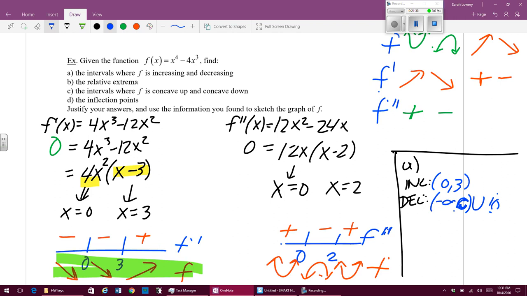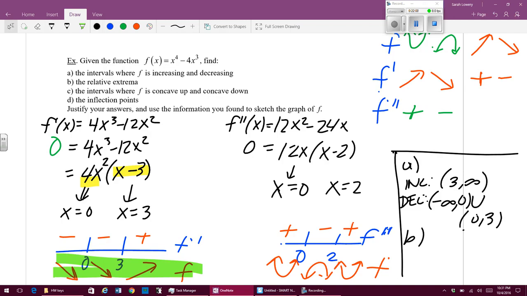Oh, goodness, I'm already messing up. I'm sorry, guys. I was worried about my stylus not working, and I messed this up. That is completely my fault. All right, try again. It's decreasing from negative infinity to 0. It's still decreasing from 0 to 3, and then it's going to be increasing from 3 to infinity.